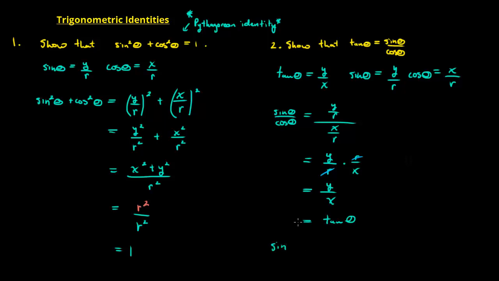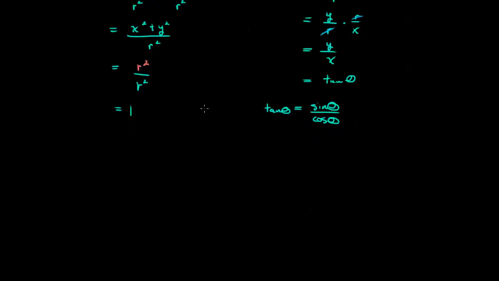So this gives us another identity: tangent of theta is equal to sine theta over cosine theta. Something else to note is that cotan theta, because it is the reciprocal of tangent of theta, is equal to cos theta over sine theta. We're going to use these basic identities, the Pythagorean identity and these two identities, to do what are called trigonometric proofs in future lessons.